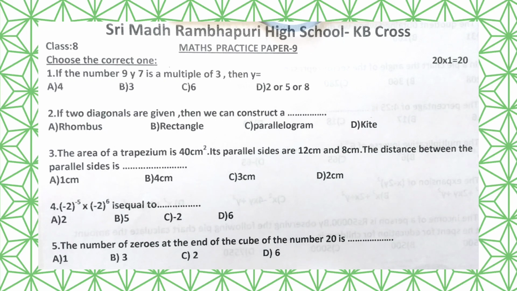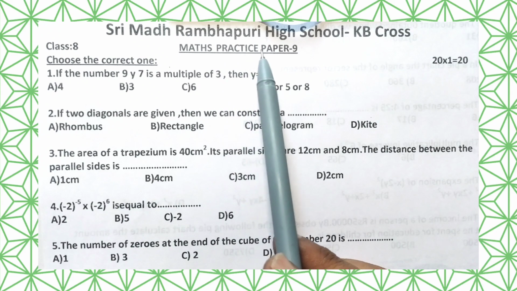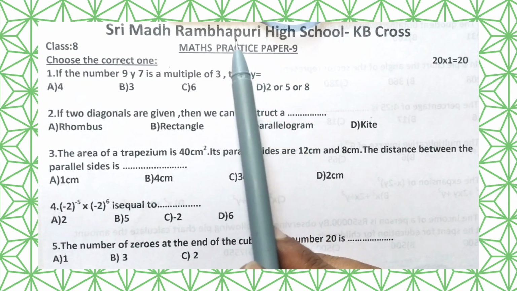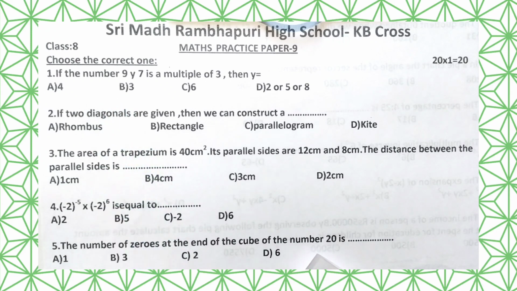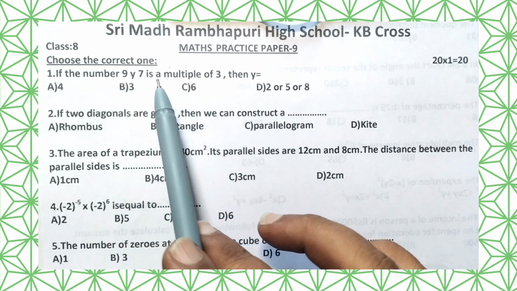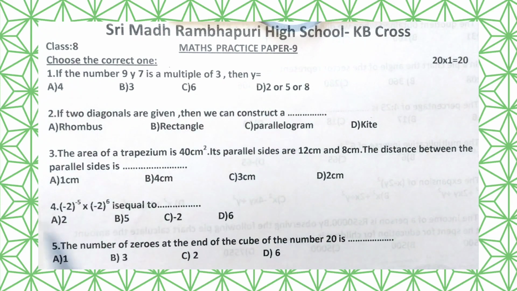In this video, we are going to solve maths practice paper number 9 of class 8th. So in this one, let us see the first MCQ. The first MCQ of this paper is: if the number 9y7 is a multiple of 3, then y is dash.